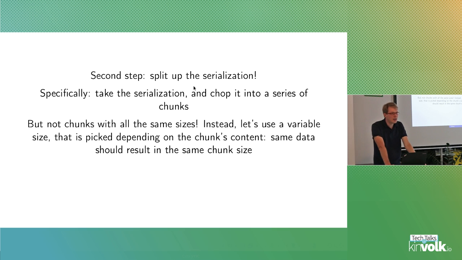What precisely does it do there? It basically goes through the entire stream and chops things into these chunks, but when it puts one of these chunk boundaries is dependent on the contents of the chunk. The idea behind that is that the same data will result in the same chunk size. The benefit is if you have a large serialization, and the next day you serialize the same directory tree or block device again, right? And very few things change.